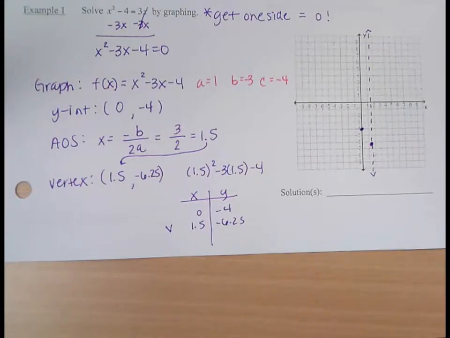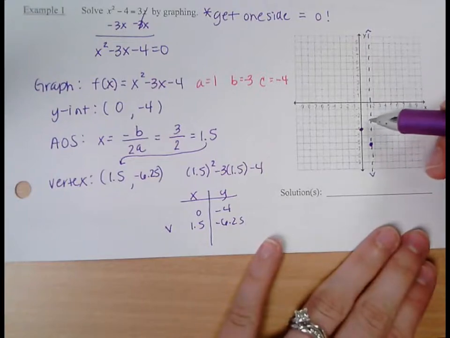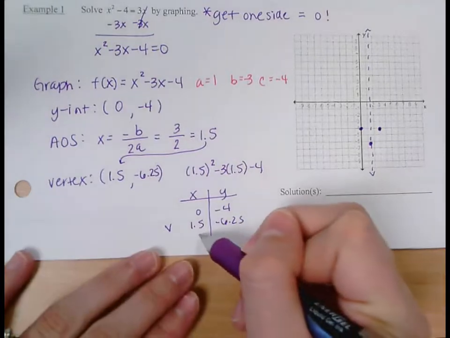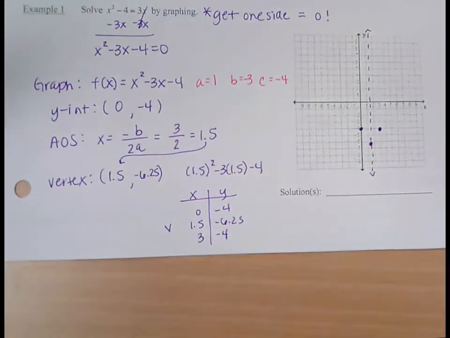So without plugging anything in, what other point do I know is on this parabola? 3, negative 4. So I can reflect the y-intercept over that axis of symmetry to the x value 3, and then the y value would be the same, negative 4.